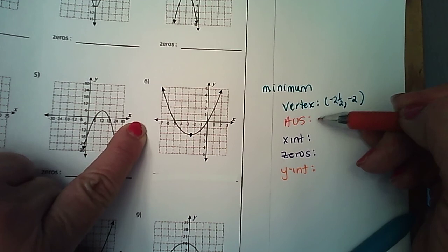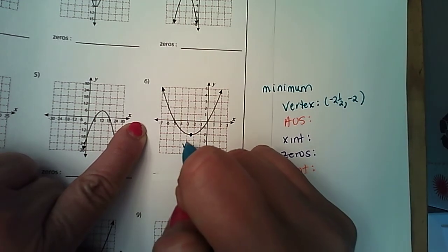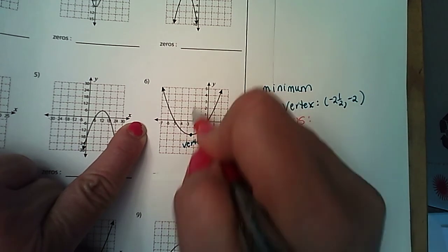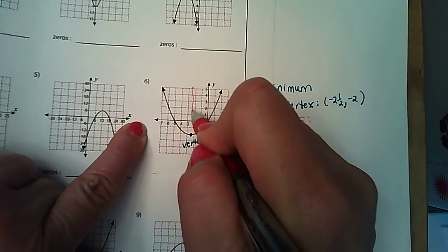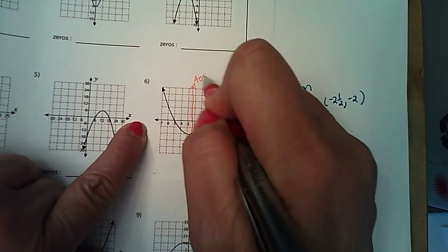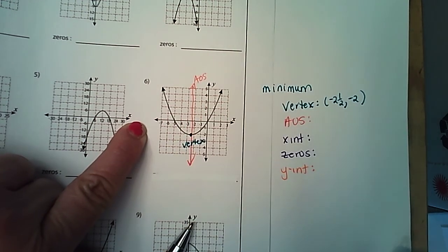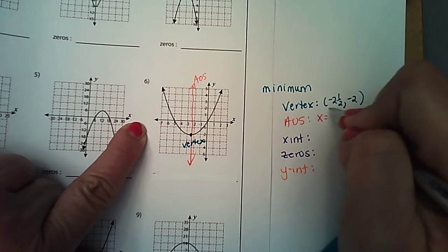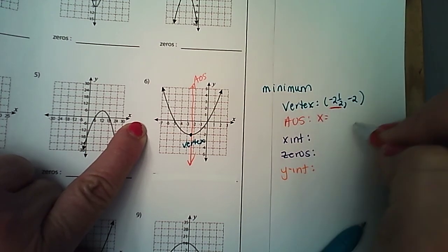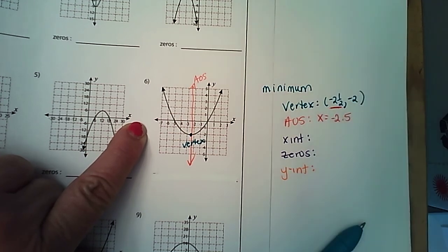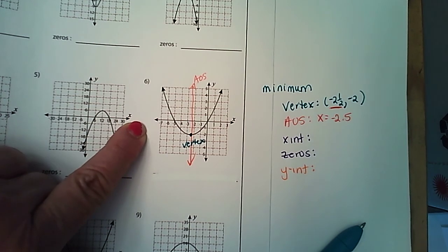So now I want to know my axis of symmetry. It is that vertical line that goes right through that vertex. That is my axis of symmetry. So remember, it has to be an equation, x equals, and it's going to be the x in my vertex, negative 2.5. It has to be the equation x equals, though, or they'll mark it wrong.